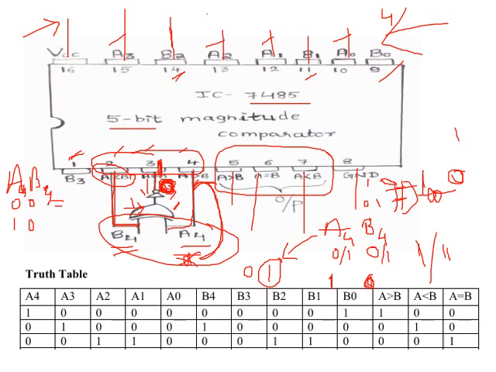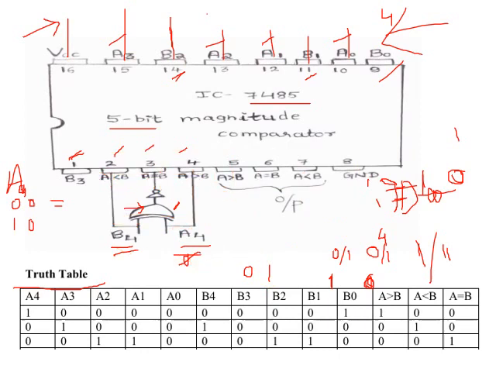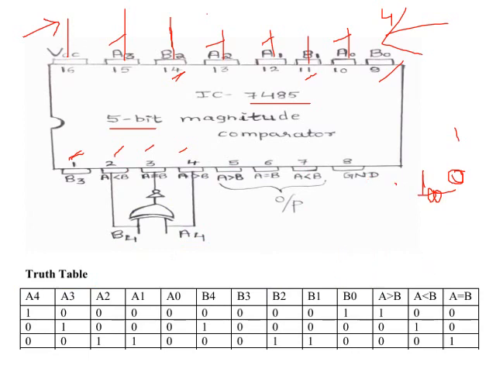So the examples are taken in the form of a truth table here. Even we can just visualize the things with the help of the truth table also. So when you look at the first row, A4 is 1 and B4 is 0, right? That indicates the MSB of A is higher than B. So what will happen? Let us apply the same logic here.